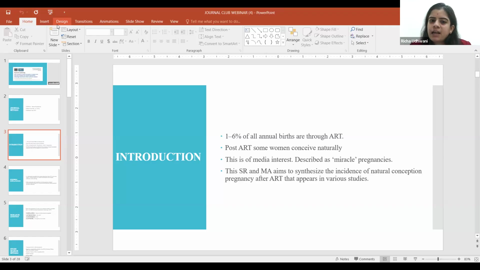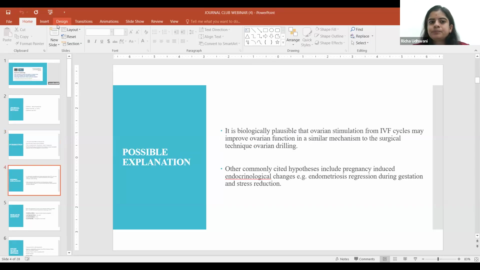That is why the systematic review and meta-analysis was undertaken, to synthesize the incidence of natural conception pregnancy after ART that has appeared in various studies. A possible explanation is that ovarian stimulation from the IVF cycle improves ovarian function, in a mechanism similar to the surgical technique of ovarian drilling. Another hypothesis is that pregnancy itself leads to conditions like endometriosis regression, and stress reduction after conception could be a contributory factor for conception in the next pregnancy.